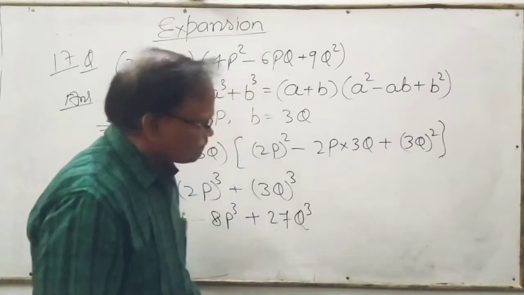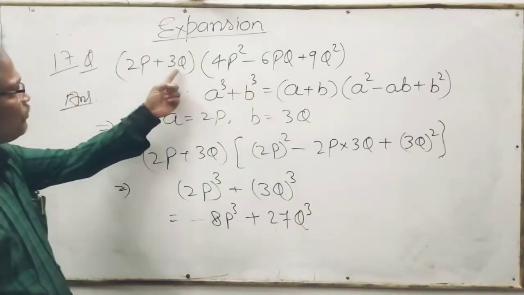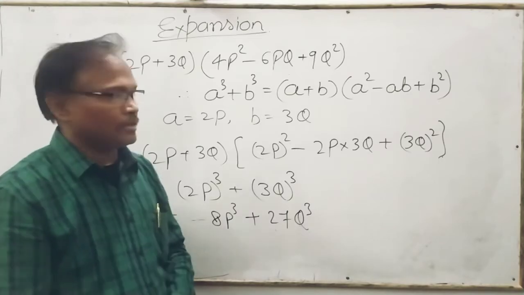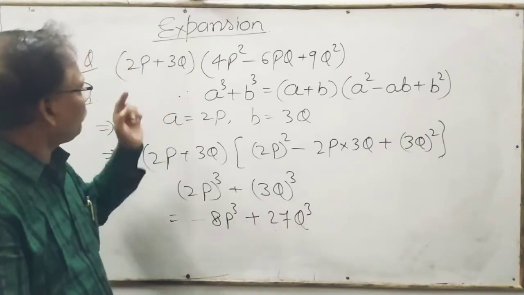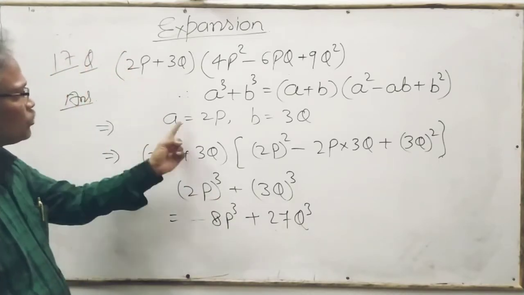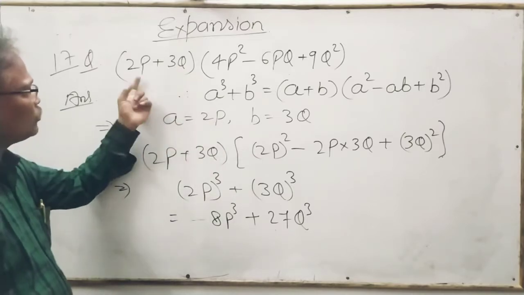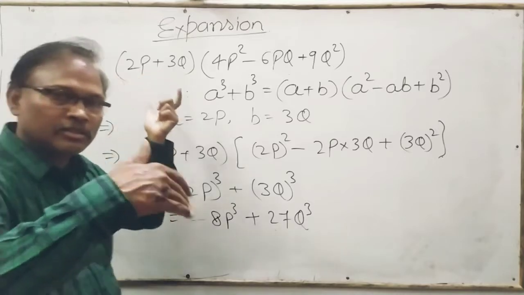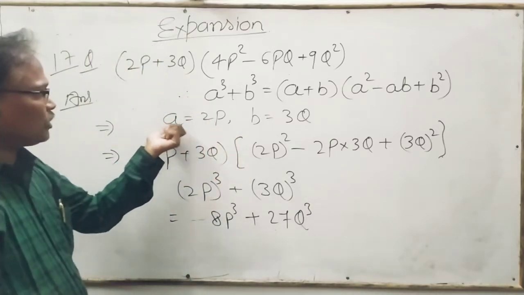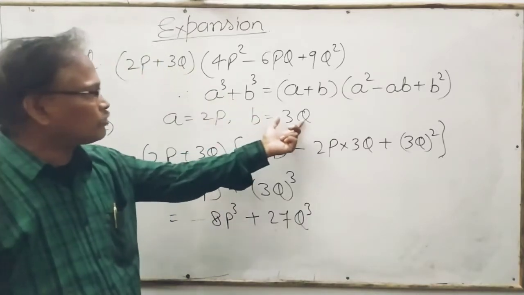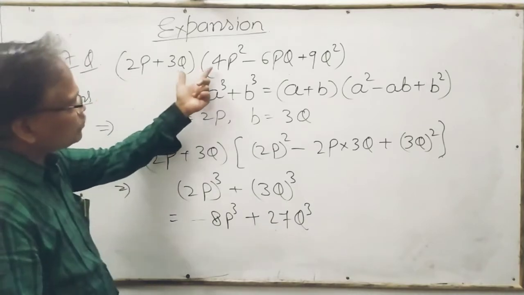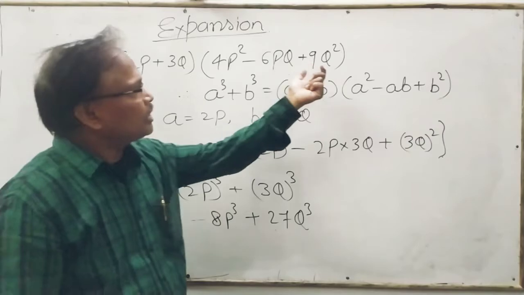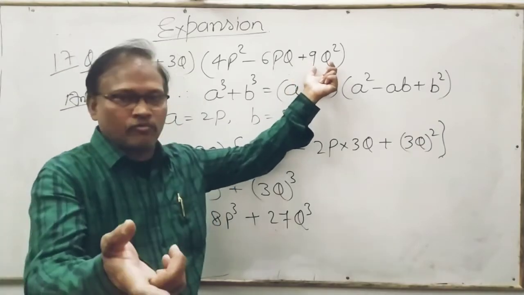Okay. So here 2p plus 3q, 4p square, you have to simplify. I have checked that if you let a is equal to 2p, because this is in one bracket, you cannot simplify this one more. This bracket is the simplest form. So if you let a is equal to 2p, b is equal to 3q, then this is the 2p whole square, this is the 3q whole square.